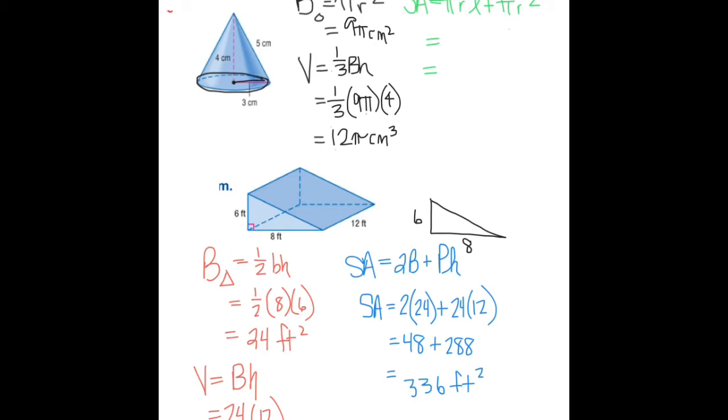The surface area, well, when I look at the surface area of the cone, I need the area of the base, right? That's the pi r squared. But I also need the area of this kind of slanted piece right here. And that's pi times radius times my slant height. So when we talk about slant height, it is represented by a cursive L, and that is this guy right here.